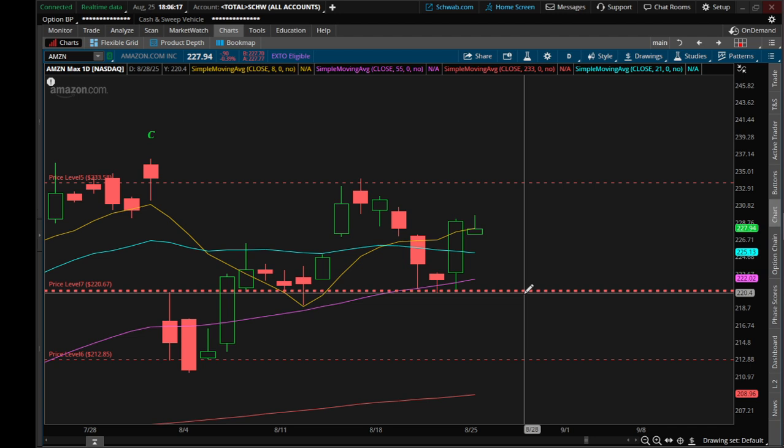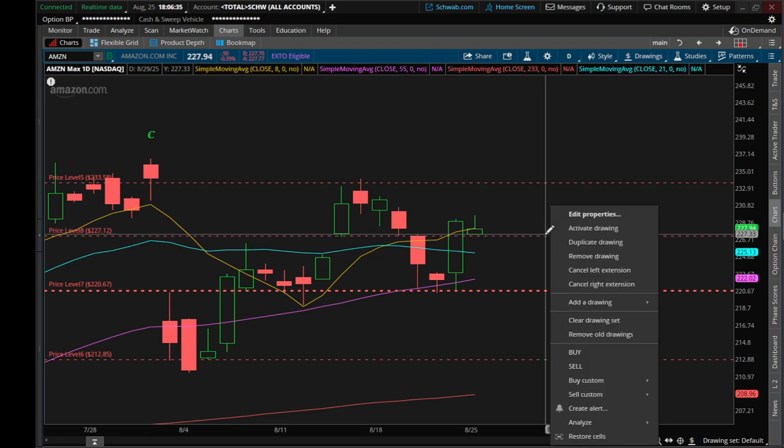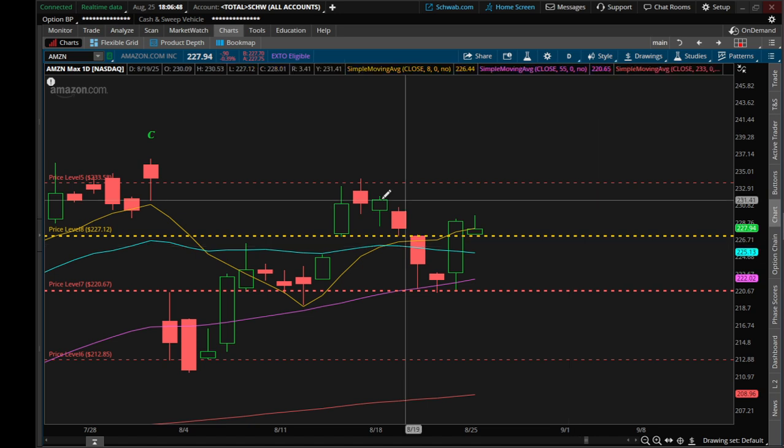Maybe draw one more, because this is kind of sticking out to me right here. What is that? This is 227.05. We got 2 bodies and a wick, 3 bodies and a wick. I like it. We're going to draw this one in yellow. Alright, so now let's see anything else we can get from this move.